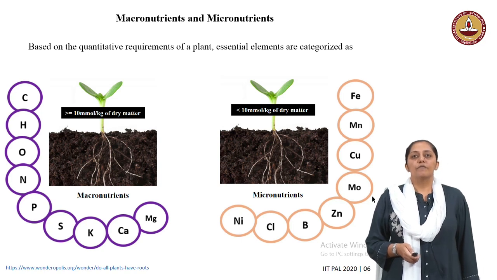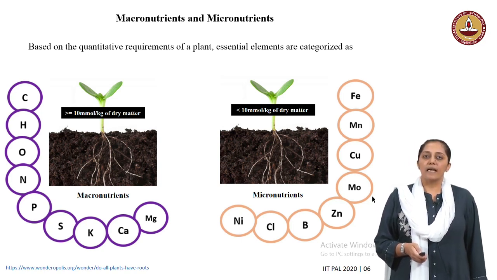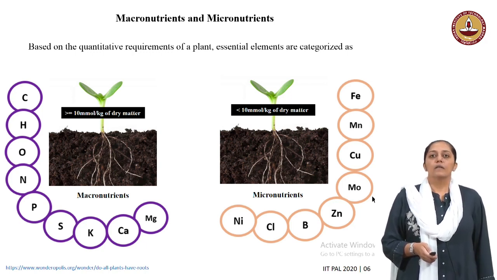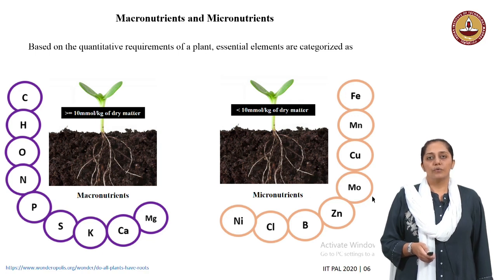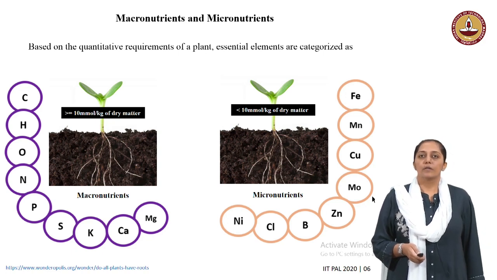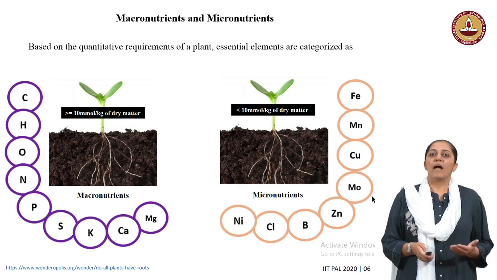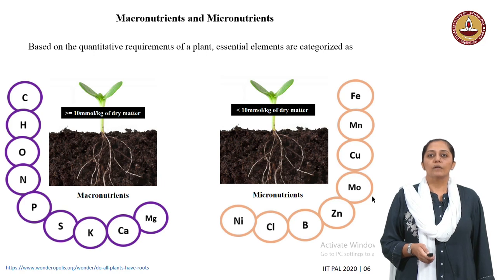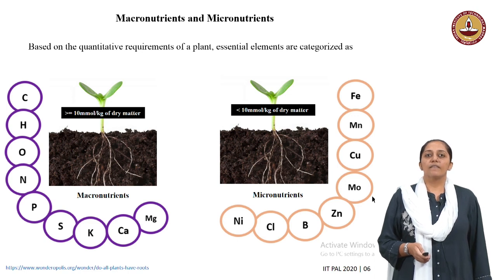The essential elements which are required in quantities less than 10 millimolars per kilogram of the dry plant matter are classified as micronutrients. So, those which are circled here in orange. These include iron, manganese, copper, molybdenum, zinc, boron, chlorine and nickel. So, in total there are 17 essential elements which are required for plant growth and development.